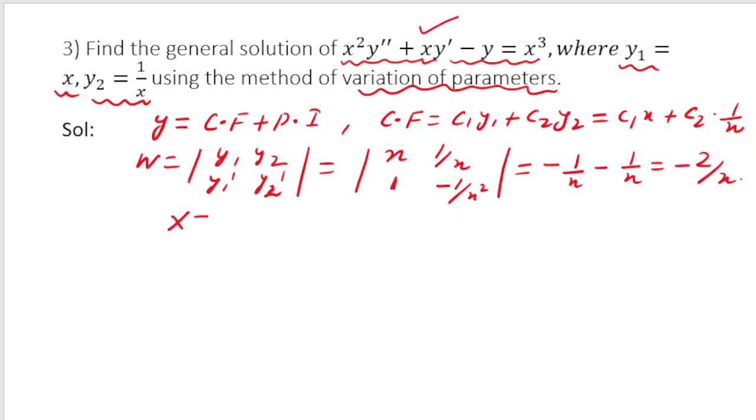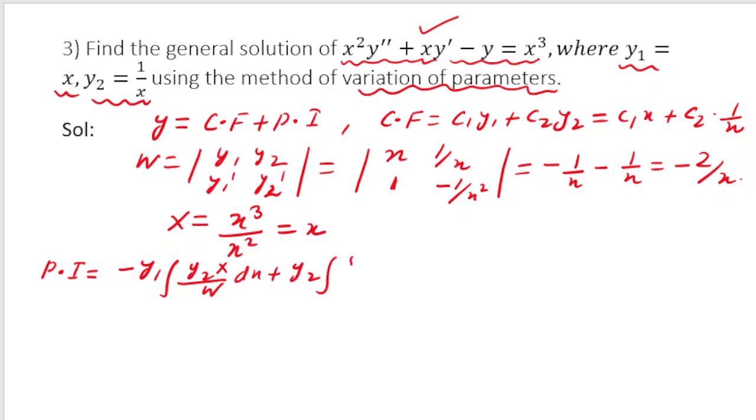And what is capital X? So don't make this mistake here. Capital X is x cube, the right hand side, divided by the coefficient of the highest order term, here it is y double dash, so that is x square, so it is equal to x. So all the ingredients that we require we already have. Now we need to find PI. So PI is minus integral of y1 y2 X by W dx plus integral of y2 y1 X by W dx. So what it will be, let me write it on this side.